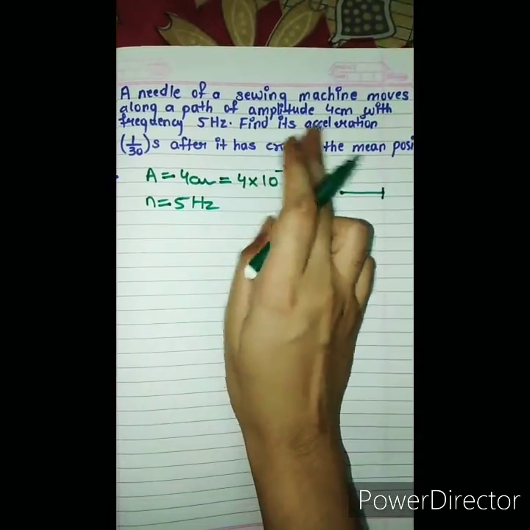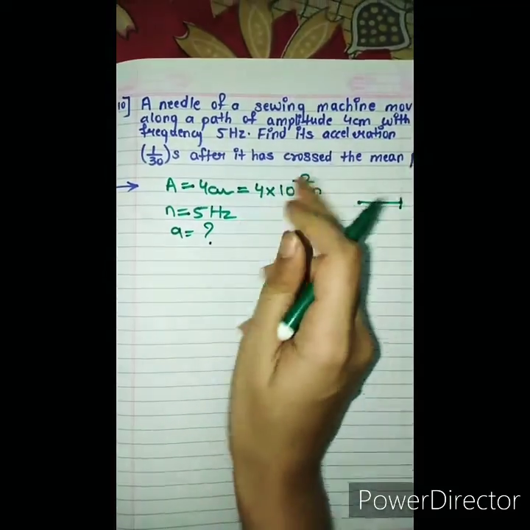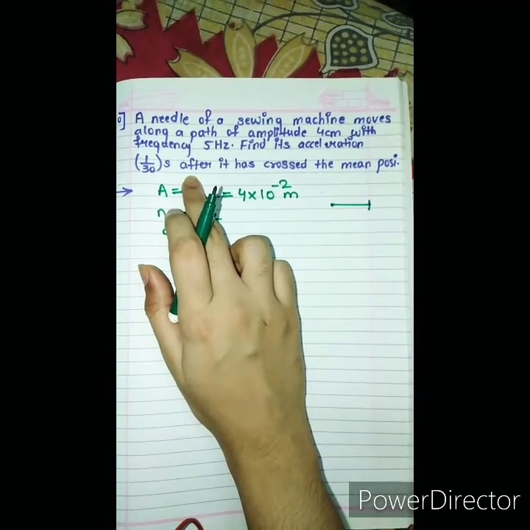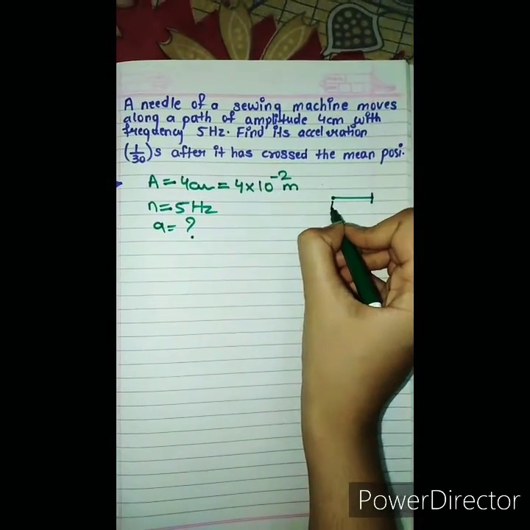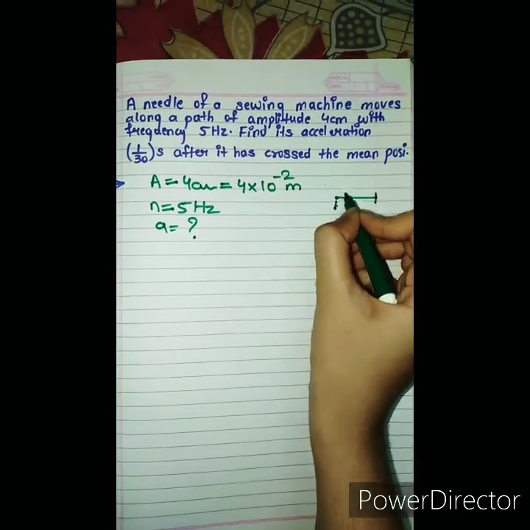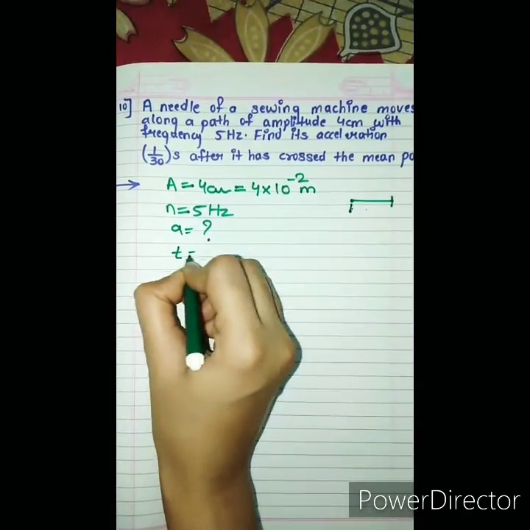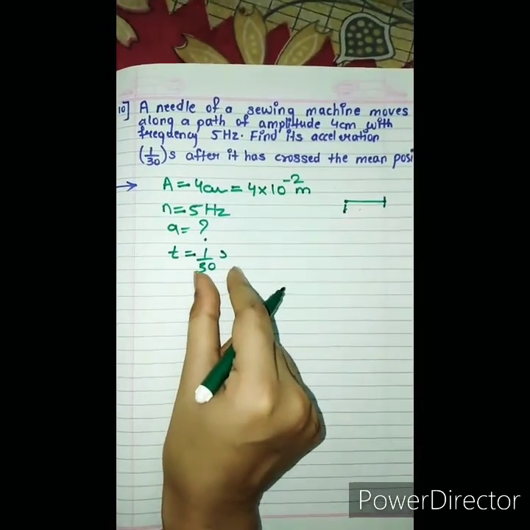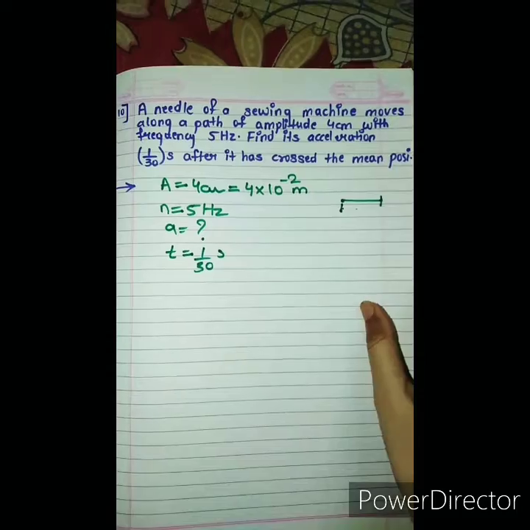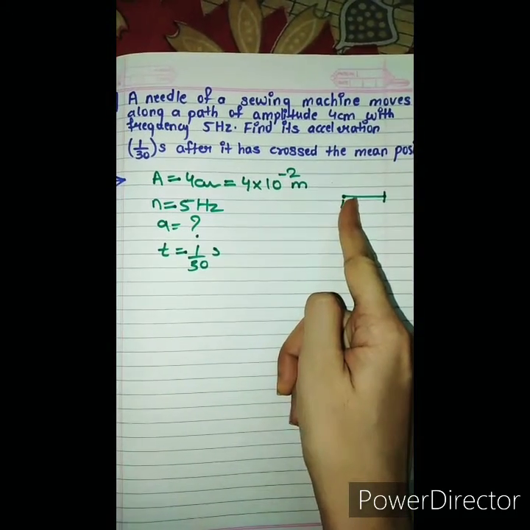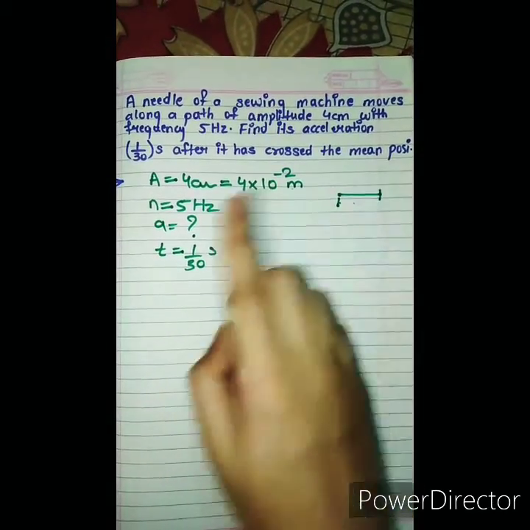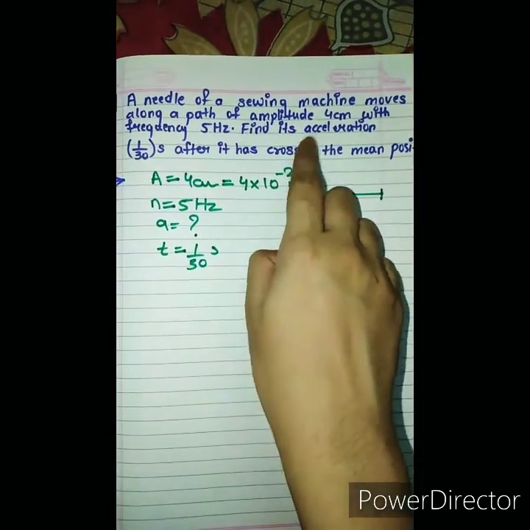Now what else do we have? Find its acceleration 1 upon 30 seconds after it has crossed the mean position. The time given to us is 1 upon 30 seconds. Within this time period, the needle has crossed the mean position. After crossing the mean position, at this time, what will be the acceleration?